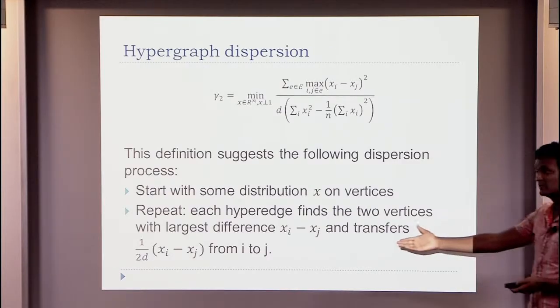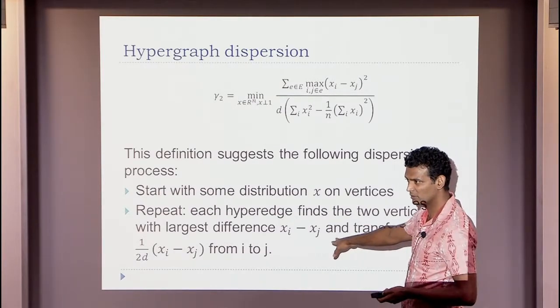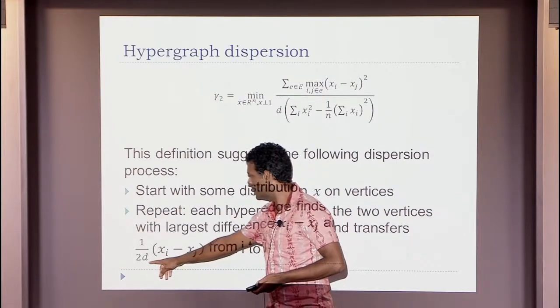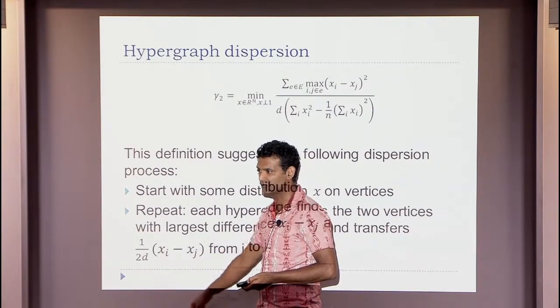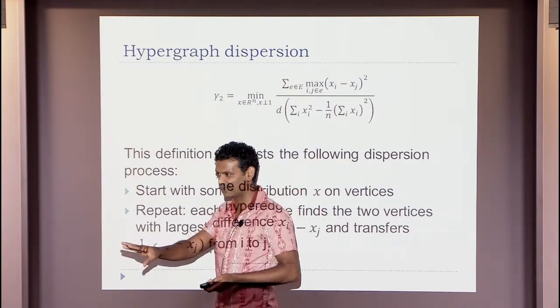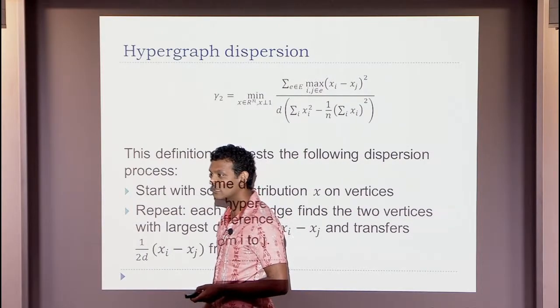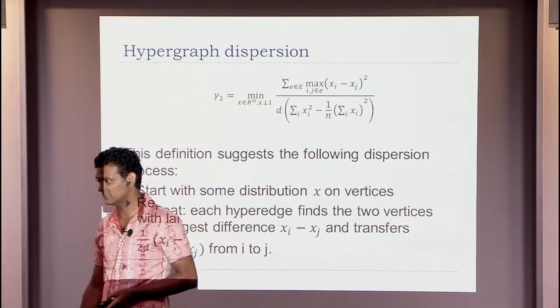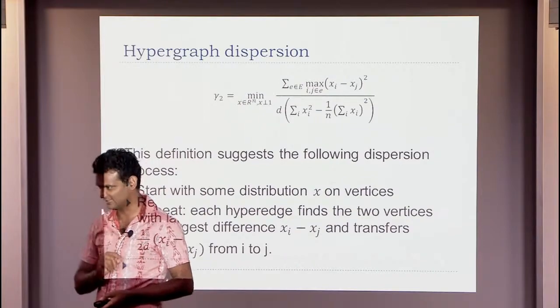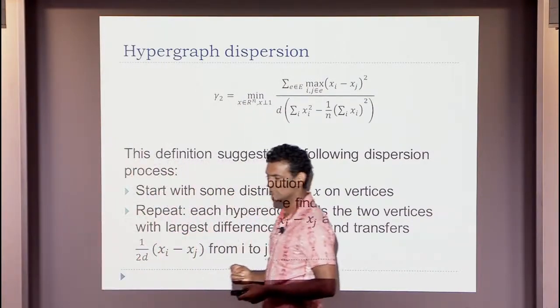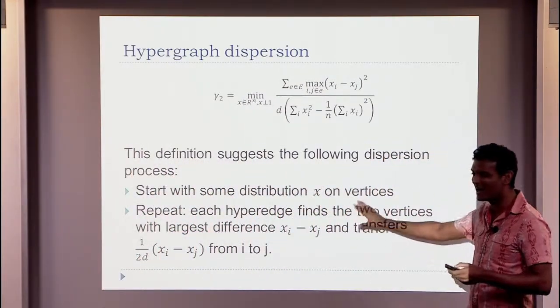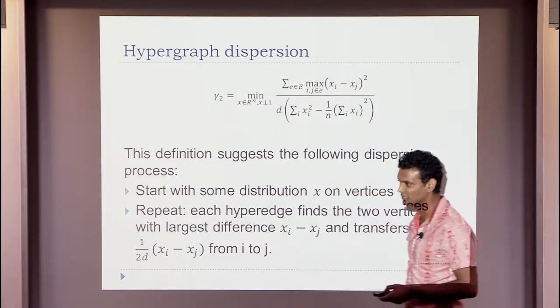D is the degree. So I'm assuming constant degree right now. It's a d-regular hypergraph. So D is R for the hypergraph case, sorry. It's the size of the hyperedge, not the number of hyperedges. D-uniform hypergraph. R, sorry, this should be R.